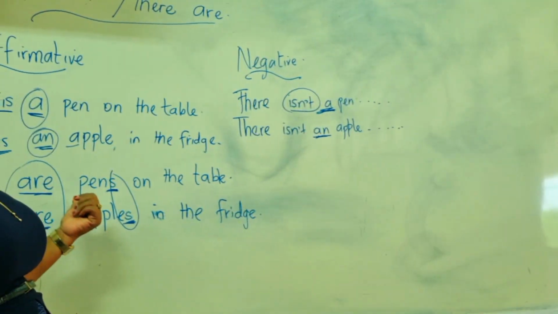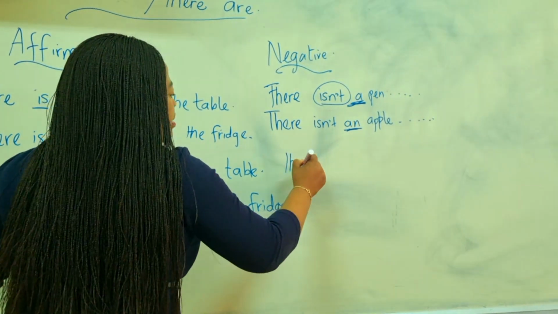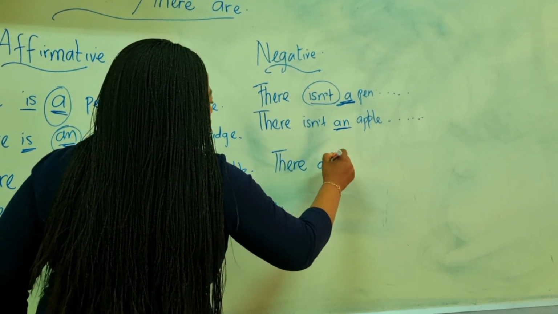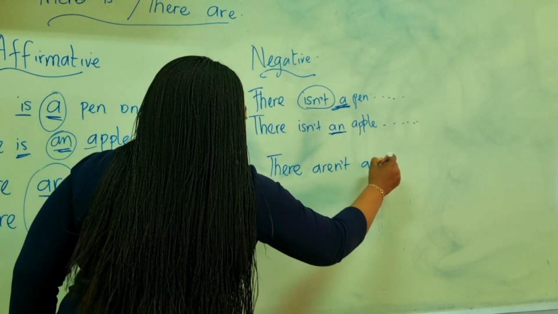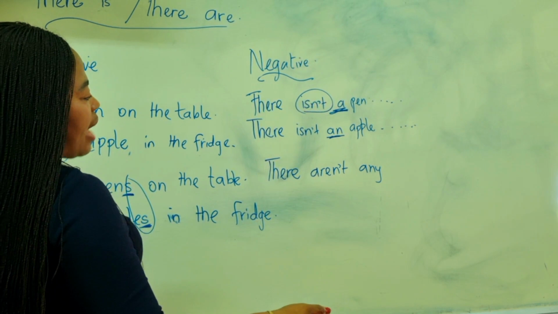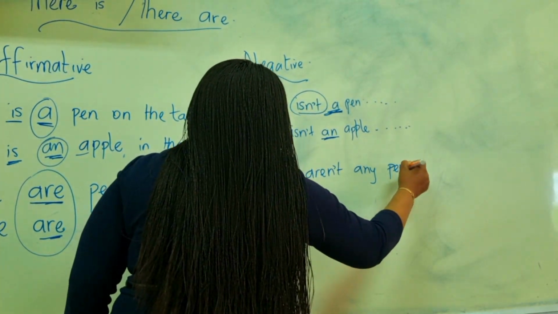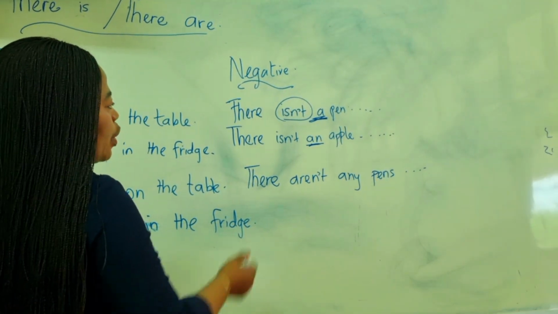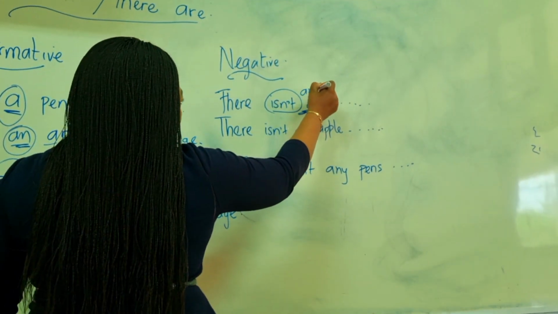And for plural, there aren't any apples. You can use any. There aren't apples, or there aren't any pens on the table. There aren't any pens on the table. So there isn't any. You can see any.